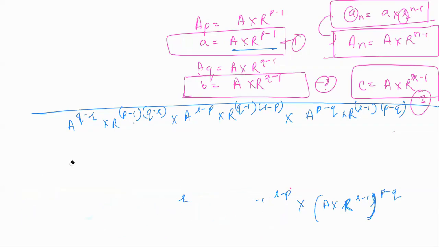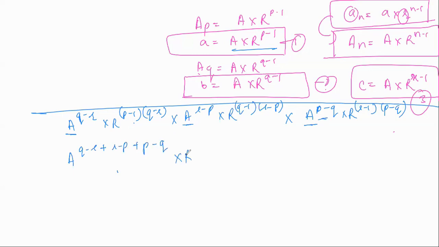Now, let's open it. If we see, this is a, this is a, this is a, and they are in multiplication, all three a's with powers. In multiplication, the powers get added. So it will be q minus r plus r minus p plus p minus q. Times r raised to the power, multiplying these two powers first, let's take the complete bracket. P multiplied with q is pq. P multiplied with minus r is minus pr. Minus 1 multiplied with q is minus q. Minus 1 multiplied with minus r is plus r.